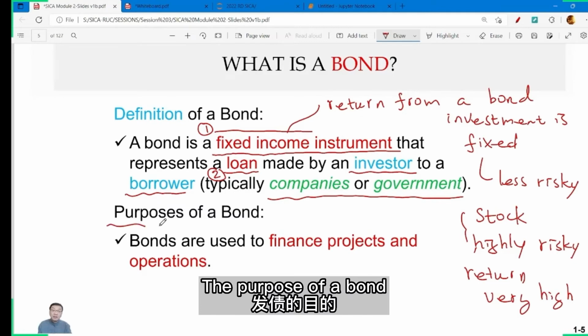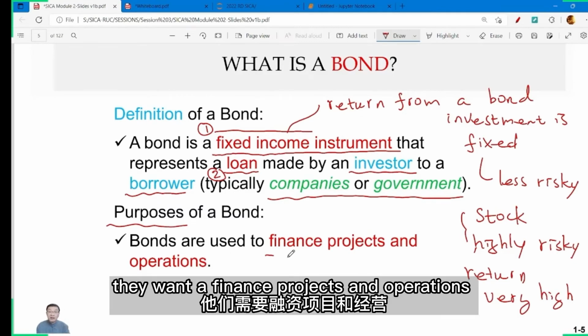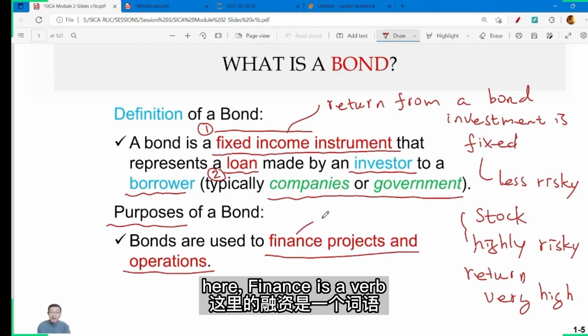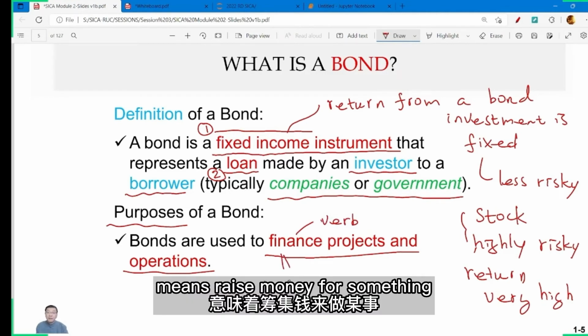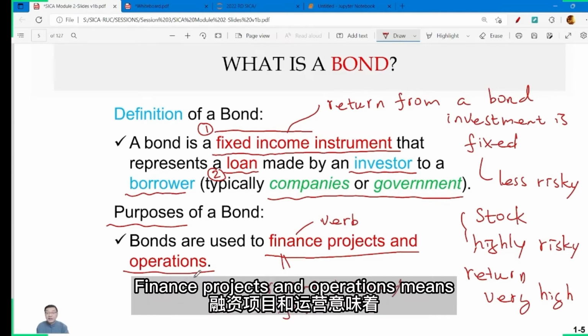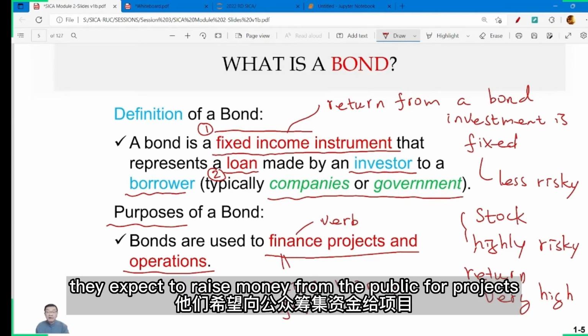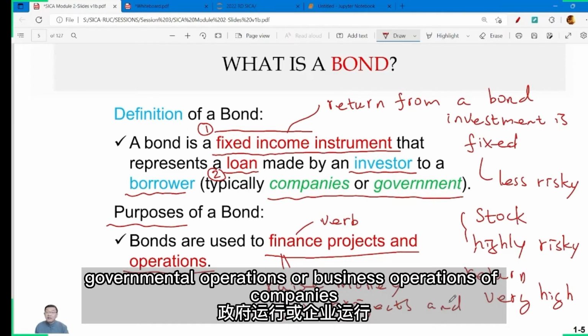The purpose of a bond. Why do companies or governments issue bonds? They want to finance projects and operations. Here, finance is a verb, meaning to raise money for something. They expect to raise money from the public for projects and operations, governmental operations or business operations of companies.